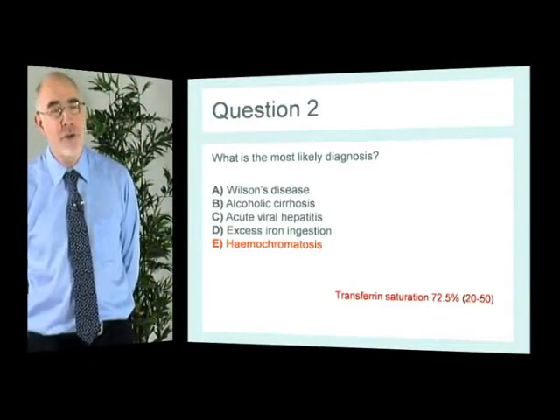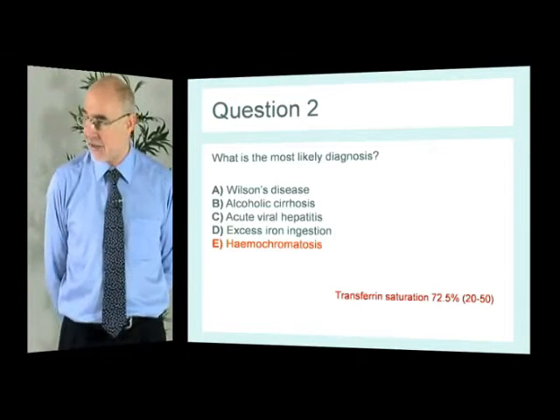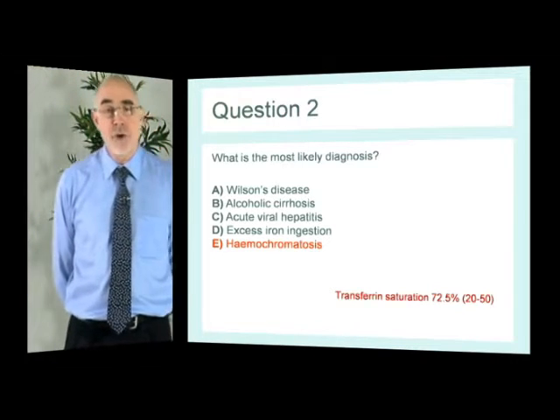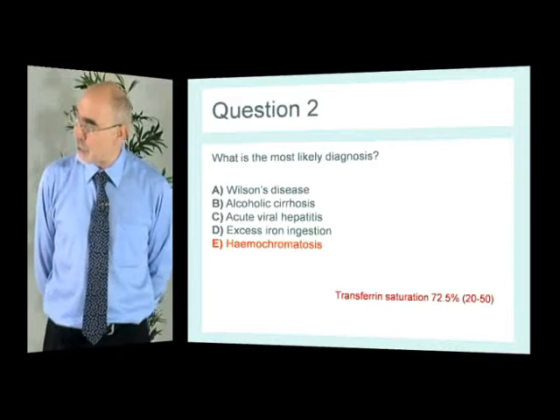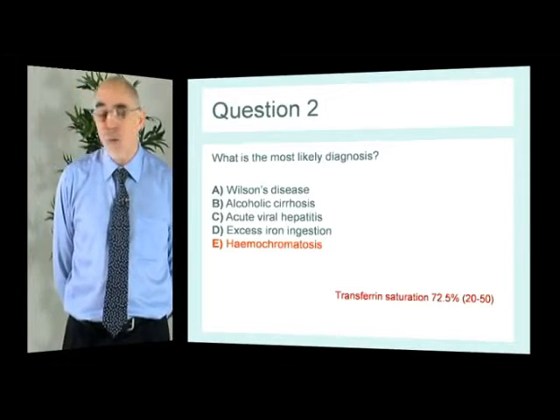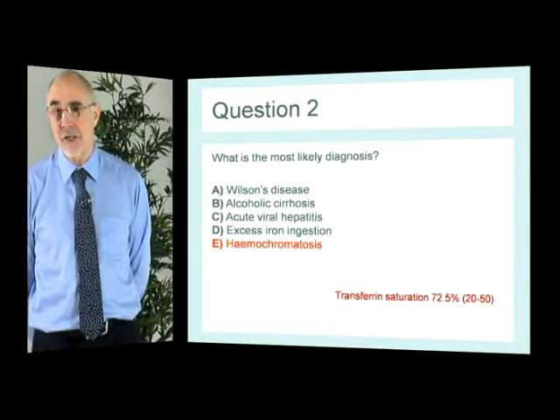Excess iron ingestion. We know that iron is toxic to the body if present in excess. We know that it causes cirrhosis, it causes endocrine failure, it causes cardiomyopathy. However, you have to try very hard indeed to ingest enough iron to get significant problems from iron overload. It would have to be administered parenterally, and most usually it would be as a consequence of repeated transfusion in a patient with a congenital severe anemia. So the correct response here is hemochromatosis, and we're going to consider that disease in a little more detail.